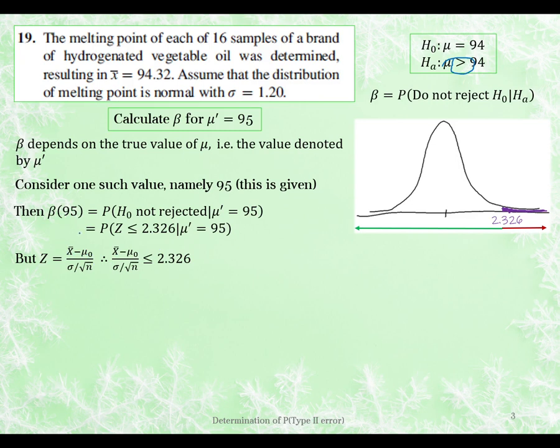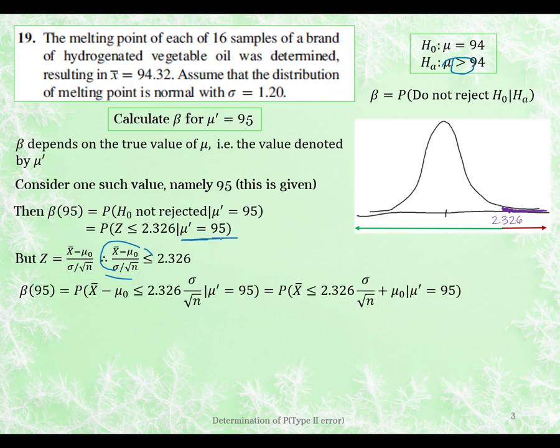So we would reject the null, or we would calculate beta by saying this is the probability that this whole test statistic over here is less than or equal to 2.326. So that is the probability of rejecting the null. But we need to still keep in mind that we are dealing with a case now where mu prime is 95. So that is our new population mean, or the actual population mean under the alternative that we're considering. So what I've done here is I've just substituted this definition of Z, and then we solve for x bar.